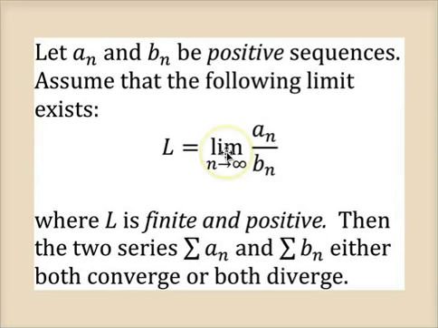The limit as n approaches infinity of a sub n divided by b sub n, where L is finite and positive. That just means that when you take this limit here, you get a number that is greater than 0. If that happens, then the two series, a sub n and b sub n, either both converge or they both diverge.